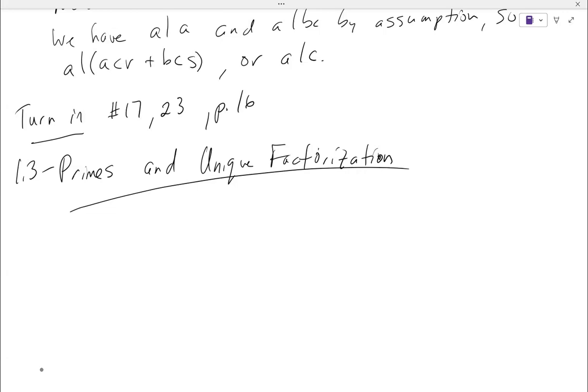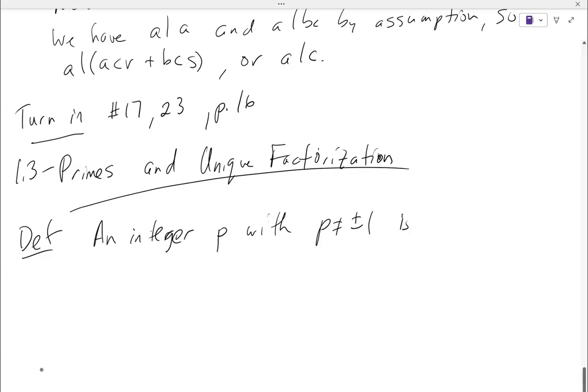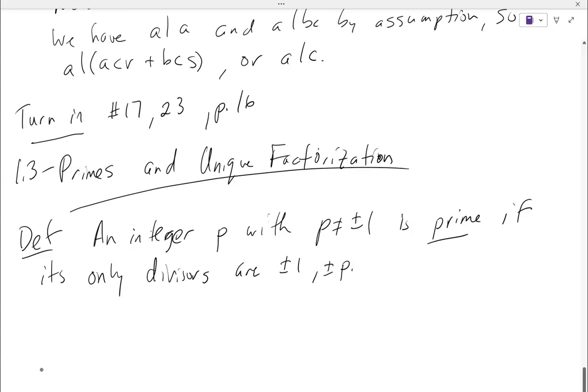Okay. All right. So as a definition, an integer P, with P not equal to plus or minus 1, is prime if its only divisors are plus or minus 1 and plus or minus P. Your book also in the definition throws out 0.